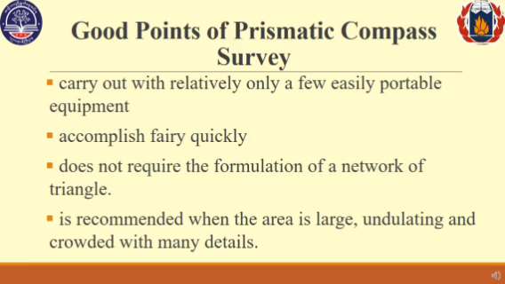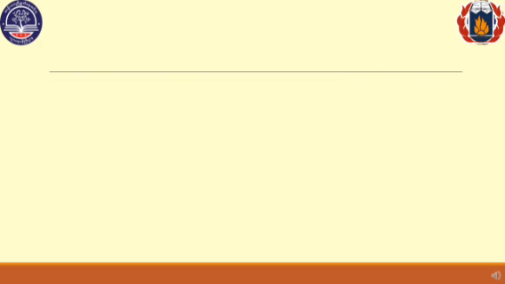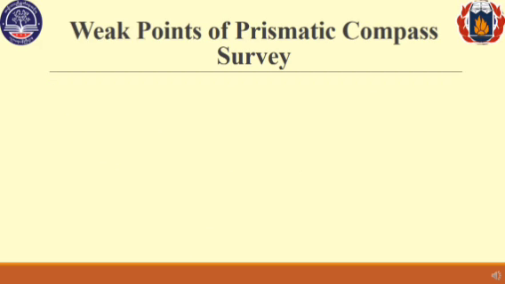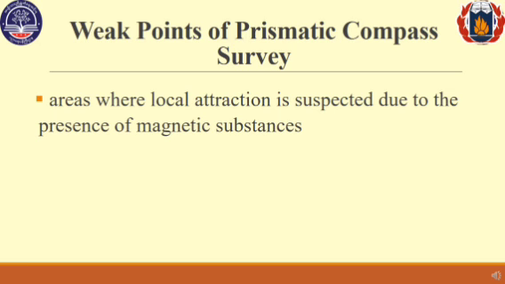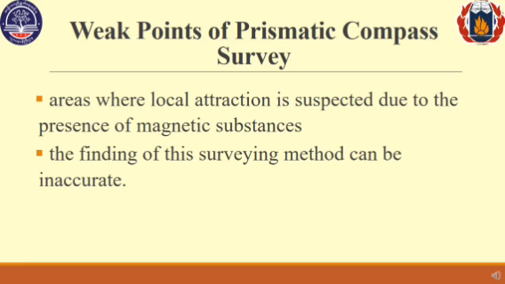Compass surveys are not suitable in areas where magnetic attraction is disturbed due to the presence of magnetic substances like steel structures, iron deposits, and electric cables carrying currents, and so on. If the compass is not properly used, the results of this survey method can be inaccurate.